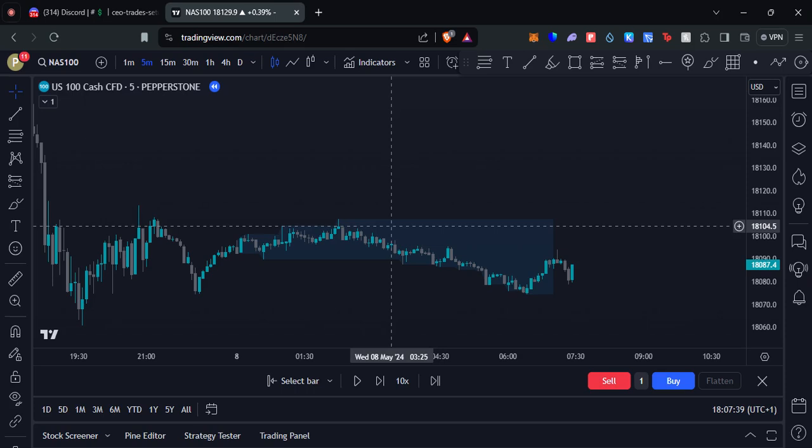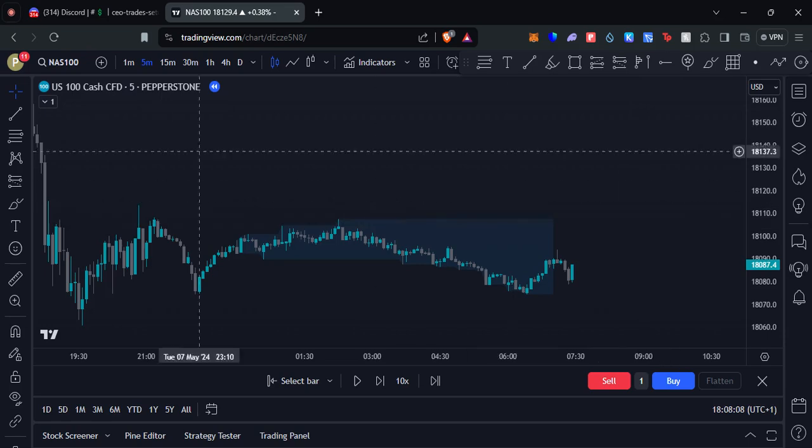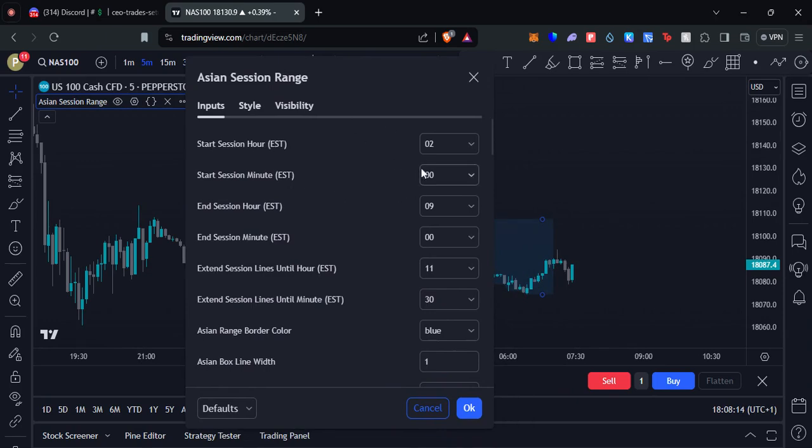Now, the Asia session is the most crucial part of this trading strategy, and it is something that is going to be crucial when it comes to taking profits and executing the trade. So as soon as we turn on this Asian session range indicator, we are then simply going to configure all of the settings to the time zone that we're in.